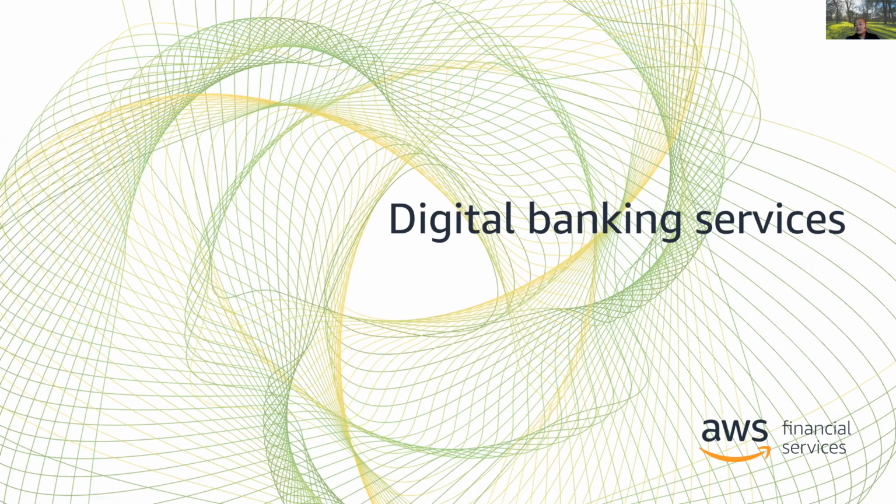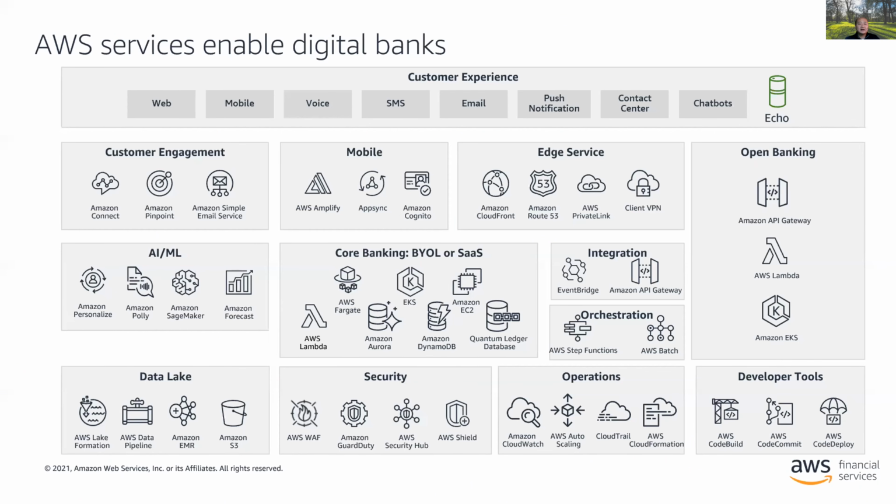Now, in the next few slides, I'm not going to go into much detail, but I want to give you a high-level overview of the set of AWS services that you can leverage to implement your digital banking. As you can see on this slide, there are different capabilities and different use cases. We have the broadest set of services that can help our customers meet their workload requirements, whether you're talking about customer engagement, artificial intelligence, or machine learning.